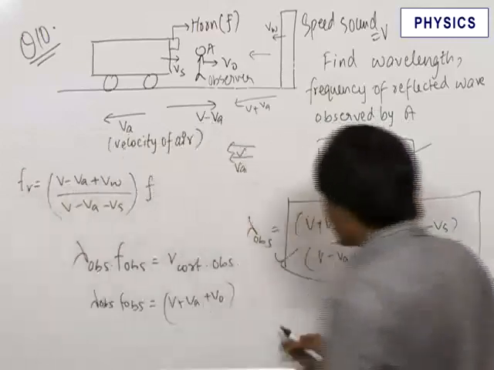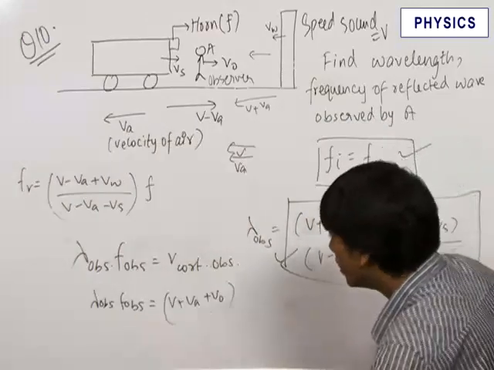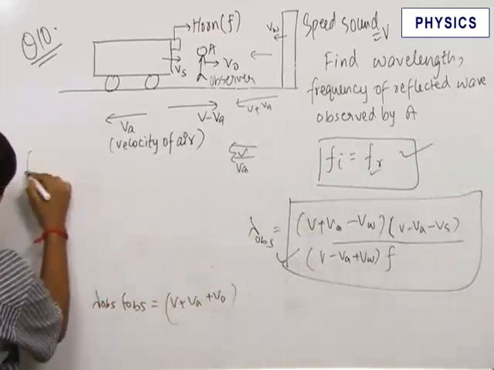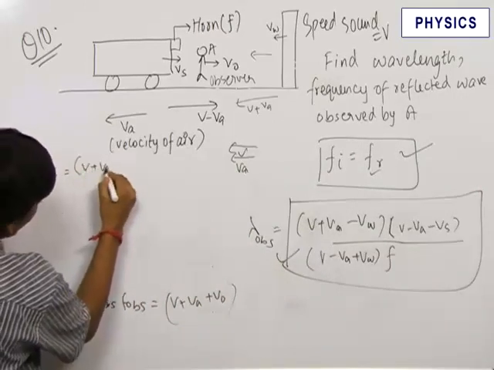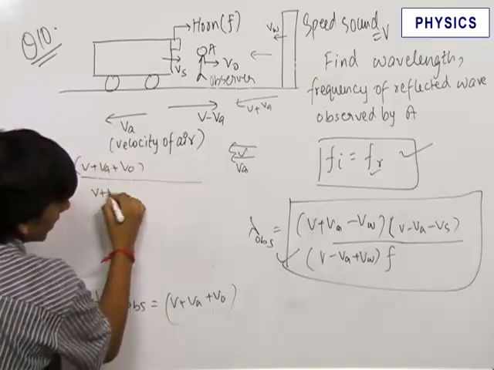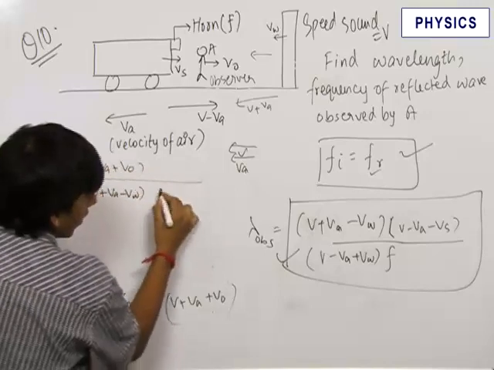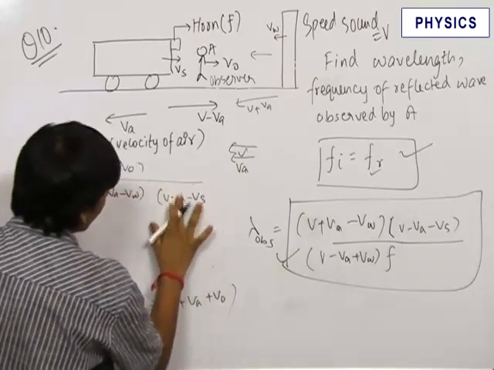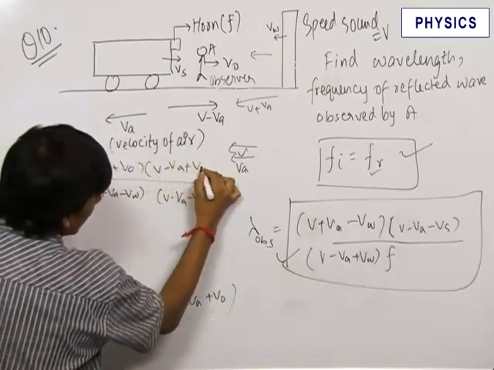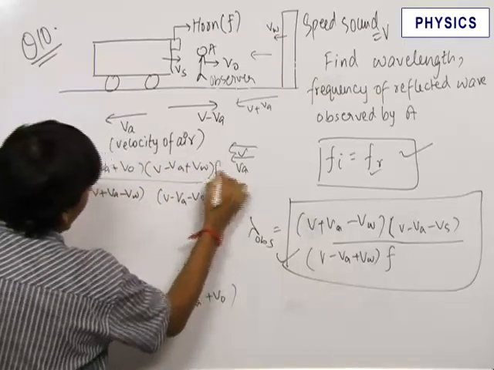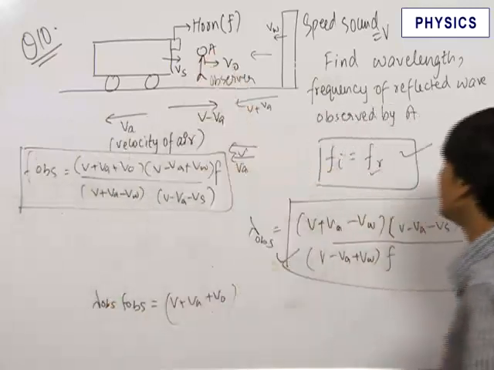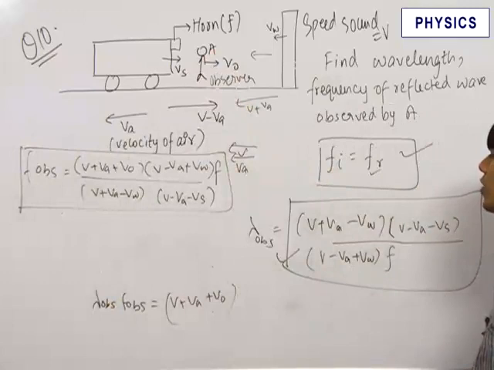So now, on substituting the value of this lambda observed over here, we get the value of f observed to be equal to v plus va plus v naught upon lambda observed, that is upon v plus va minus vw into v minus va minus vs, into v minus va plus vw into f. So this is our final answer for the frequency observed by the observer A, and this is the final answer for the wavelength observed by the observer A.